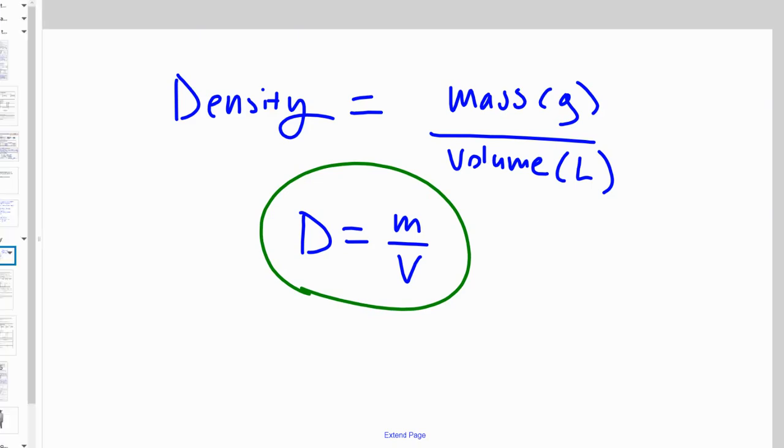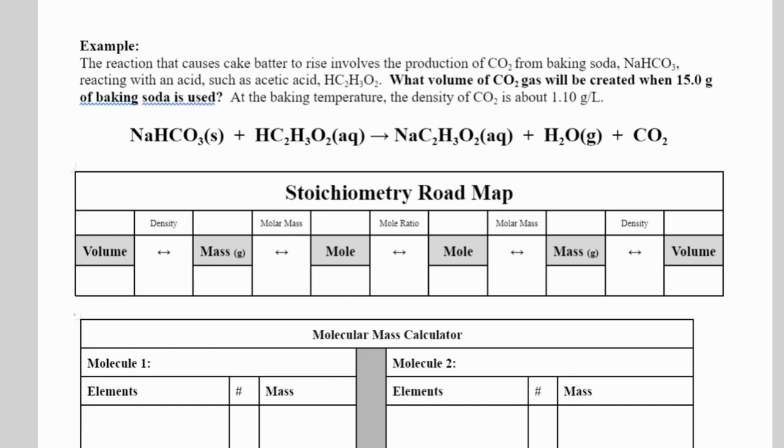Okay, so now that we've reviewed what density is, let's jump into the calculations involving density and volume. A lot of these problems are going to be a bit more wordy, so it's really important to read carefully and reread carefully the question. So let me model that for you guys here. The reaction that causes cake batter to rise involves the production of CO2 from baking soda, NaHCO3, that's the formula for baking soda, reacting with an acid such as acetic acid, which is HC2H3O2. So what volume of CO2 gas will be created?